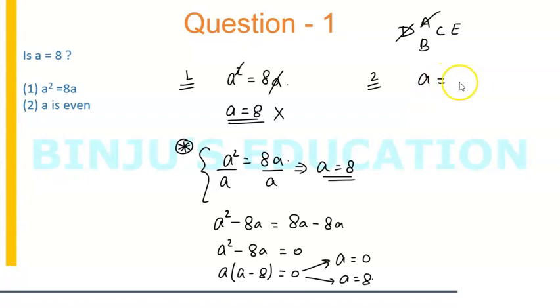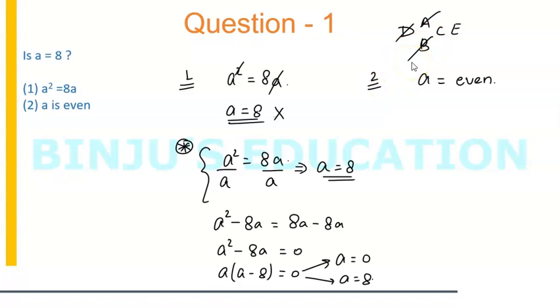Now the second statement says that A is even. There are infinite even numbers: 2, 4, 6, 8, 10, 12, and also minus 2, minus 4, minus 6, minus 8. It may happen that A is equal to 8, in which case the answer to the question is yes. It may happen that A is not equal to 8 and is another even number, in which case the answer is no. So again, I don't have a conclusive answer from statement 2, which means B also goes out.